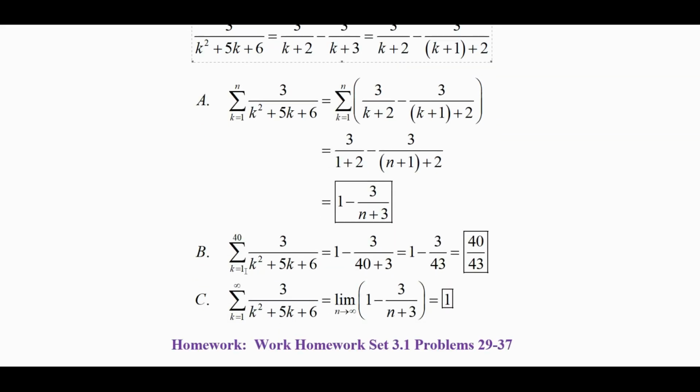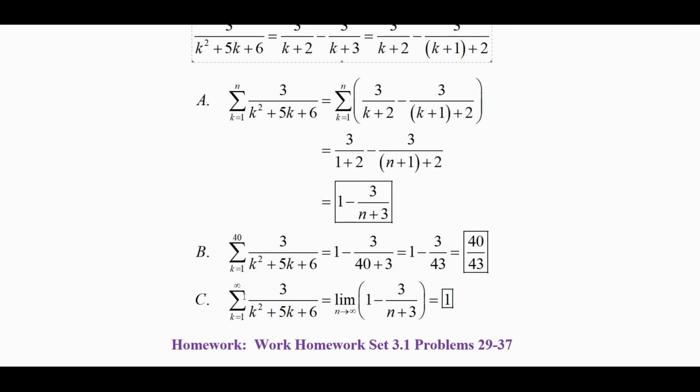So applying that to summing from 1 to 40, we just take that formula and plug in 40. So 1 minus 3 over 40 plus 3, that's 1 minus 3 over 43. That's 43 over 43 minus 3 over 43 is 40 over 43. So 40 over 43 is the sum there for the first 40 terms.